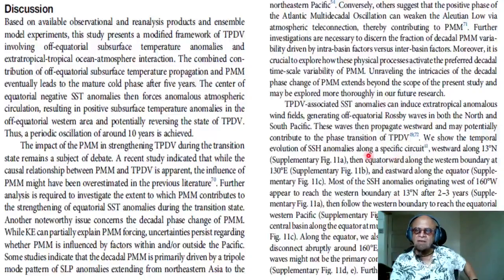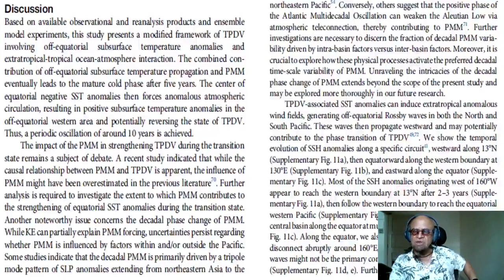We show the temporal evolution of SSH anomalies along a specific circuit westward along 13 north in the supplementary material, and then equatorward along the western boundary at 130 degree east, basically along Philippines, Mindanao, and down into the equator, and eastward along the equator.